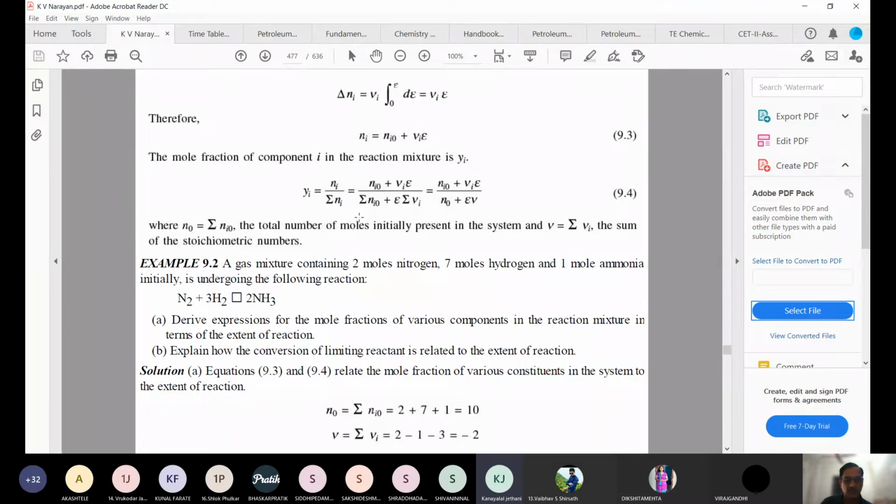ये आपको इक्वेशन दिया है यहाँ पर 9.4, इसमें सिर्फ सब्स्टिट्यूट करने का है to find out y ammonia, y hydrogen, y nitrogen. Let's do it. This is only a 1 minute question. करो अभी.